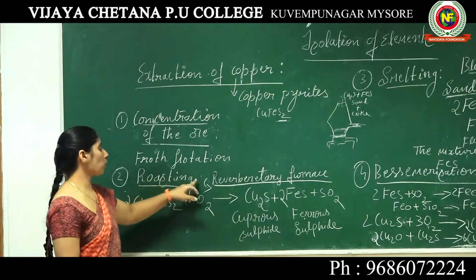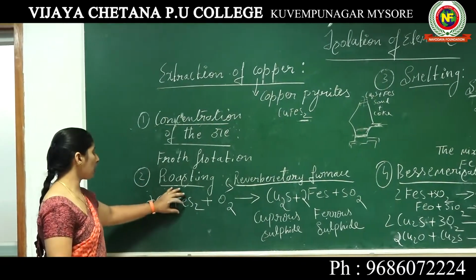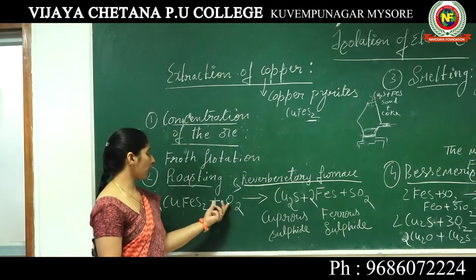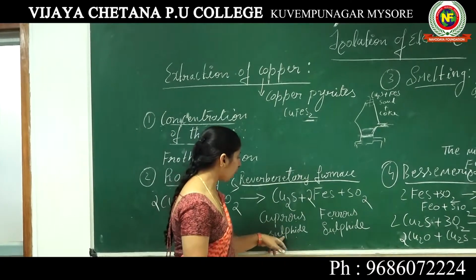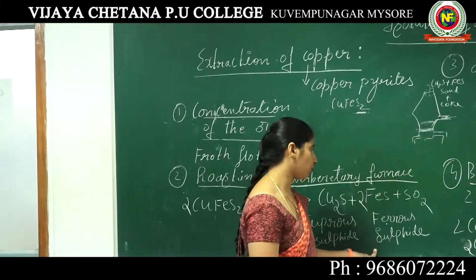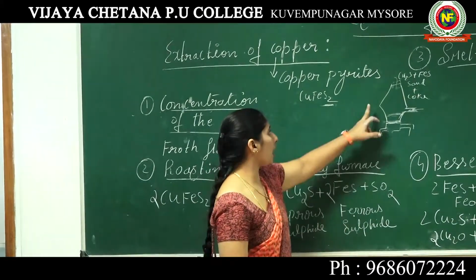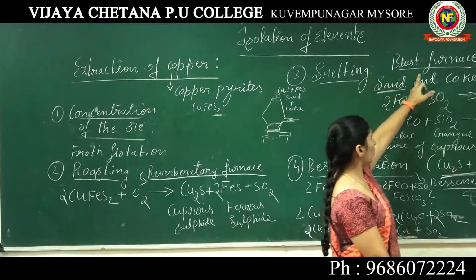Roasting takes place in the reverberatory furnace. In this reverberatory furnace I introduce the copper pyrites, heated in the presence of oxygen, forming the mixture of cuprous sulfide and ferrous sulfide. This mixture, along with the sand and the coke, I introduce into the blast furnace.